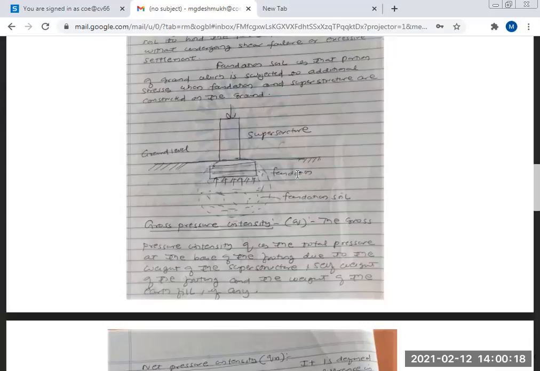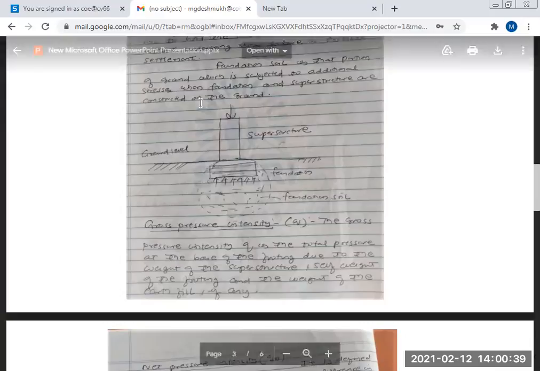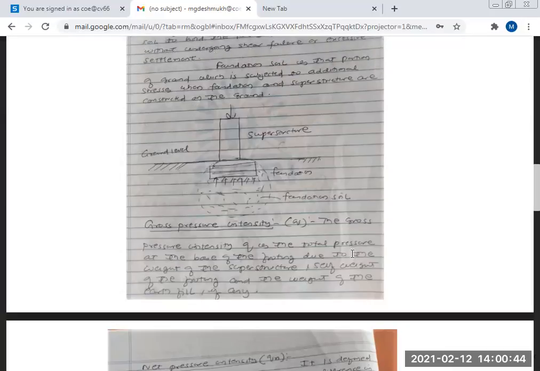I hope now the thing what is gross pressure intensity, small q, is clear to you. Gross pressure intensity means total pressure at the base of the footing because of the superstructure. Second, self weight of the footing. Third, weight of the earth fill. इन तीनों को हम लेंगे तो it is called gross pressure intensity. And remember, gross pressure intensity is denoted by q.